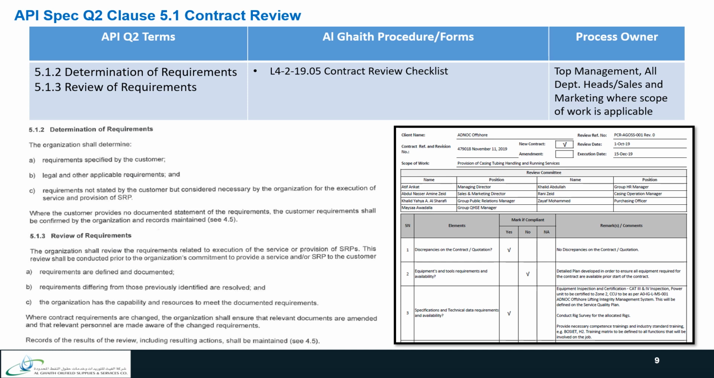L4219.05 Contract Review Checklist. The reviews are to be performed by top management, all department heads, sales and marketing where scope of work is applicable. Example of review as shown for ADNOC offshore contract carried out on October 1, 2019.